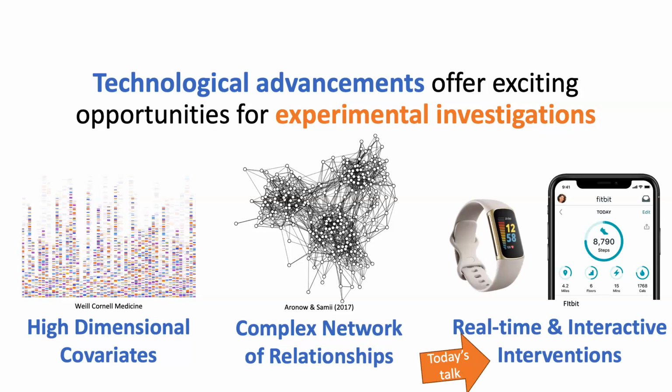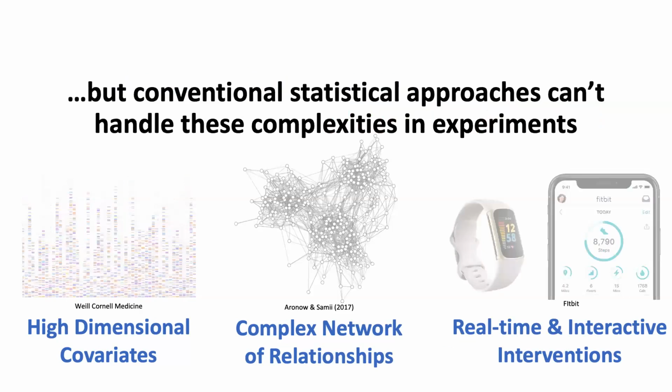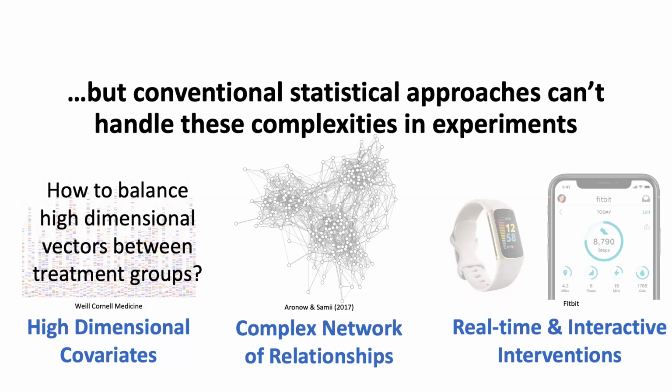Now, even with all these really cool technological advancements, the downside is that conventional statistical approaches can't handle or weren't built to handle complexities like this in randomized experiments. So for example, if we were trying to use high-dimensional covariates like those found in genomic data to improve the design of our experiment, we have to ask about balancing high-dimensional vectors between two groups, which can be a challenge. So if I was to independently assign treatment and control, then there must be some imbalance between some covariates, given how high-dimensional they are. And even matching approaches won't work simply because there's no good matches in high dimensions.